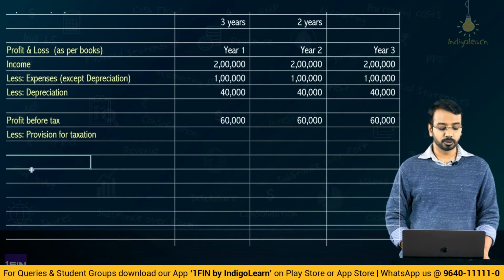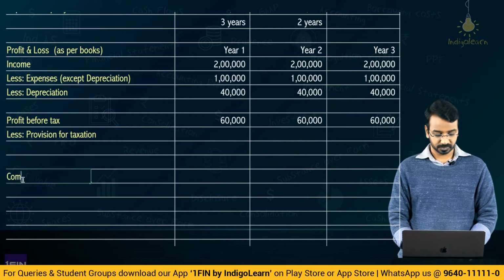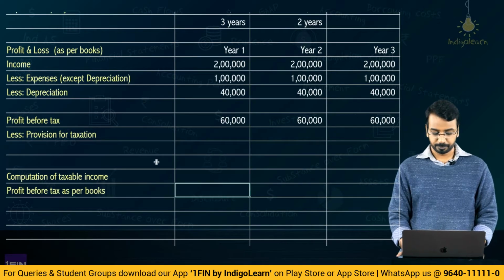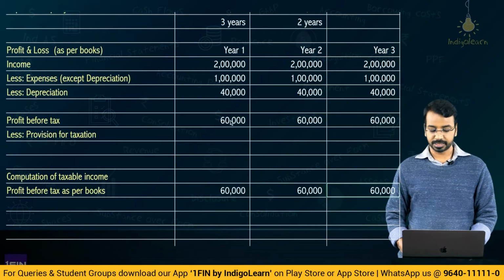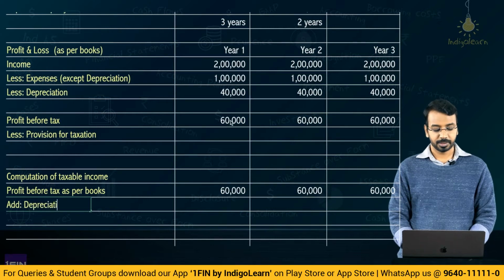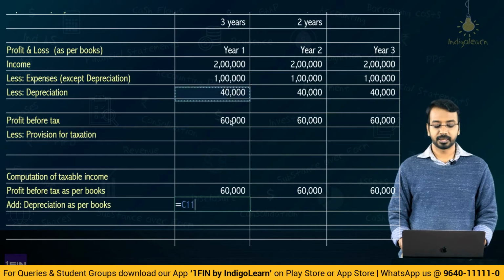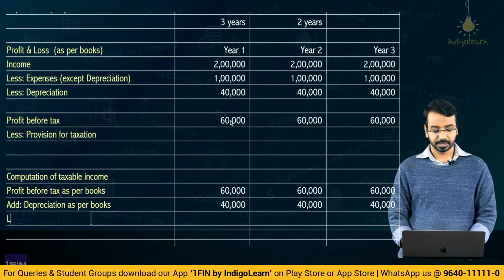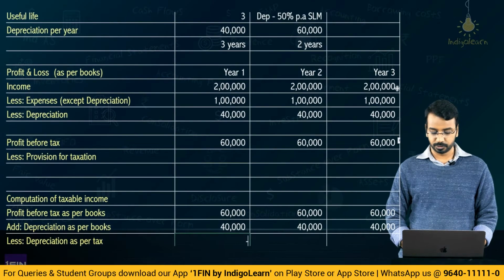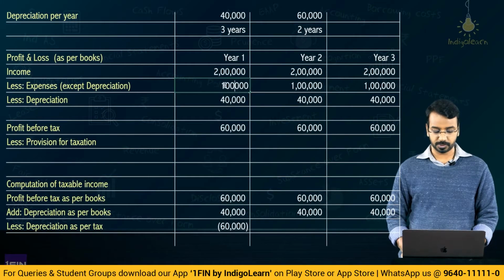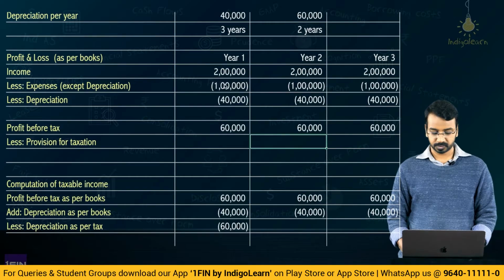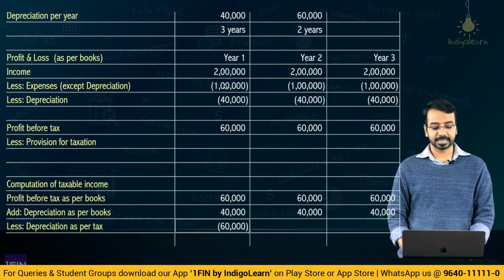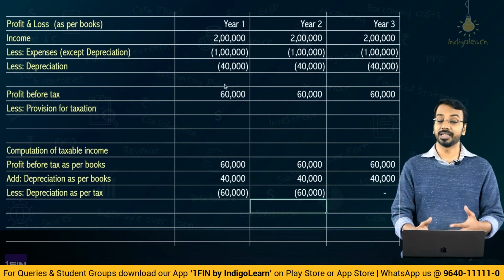Now there are two ways to do this. Normally what you would do, you would say, okay, computation of taxable income. Profit before tax as per books is how much? 60,000, 60,000, 60,000. Add depreciation as per books, which is 40,000, 40,000, 40,000. Less depreciation as per tax, which is minus 60,000. Here also I can use minus, so it becomes easy. So add depreciation as per books, less depreciation as per tax: 60,000, 60,000, and third year it is zero because there is no depreciation for the third year.